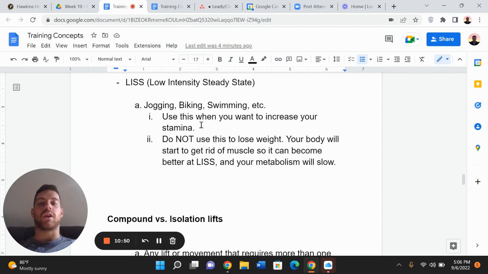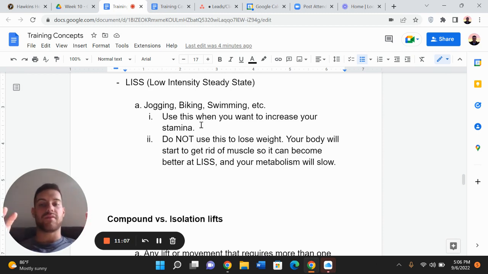You're going to use this when you want to increase your stamina. So if you are signed up for the Monument Avenue 10K, right, you might start training with LISS cardio to build your stamina up for that race. You do not want to use this to lose weight. If you want to lose weight, you should be eyeing down a squat rack, not a treadmill.